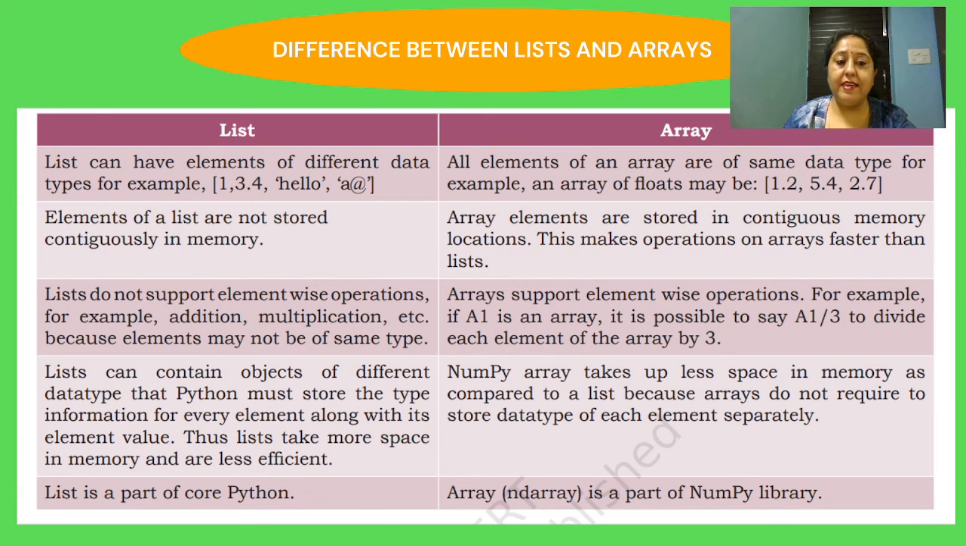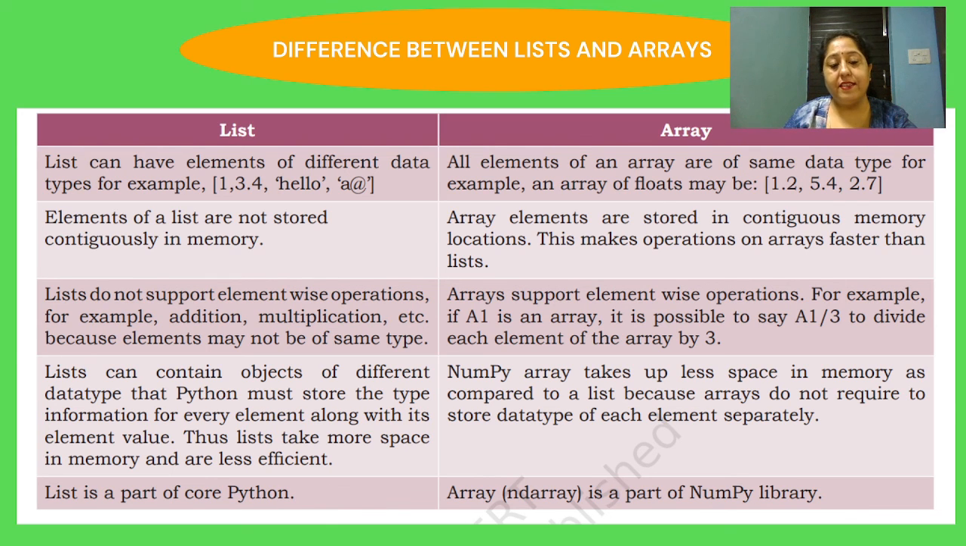Next difference is that list can contain objects of different data types. So Python must store with every element its data type. But in the case of NumPy array, it will store the data type only once. Therefore, we say that NumPy takes up less space in memory as compared to list, because arrays do not require to store the data type of each element separately.